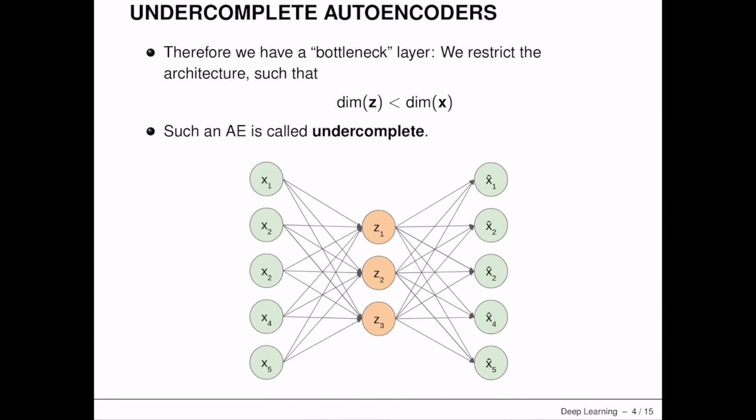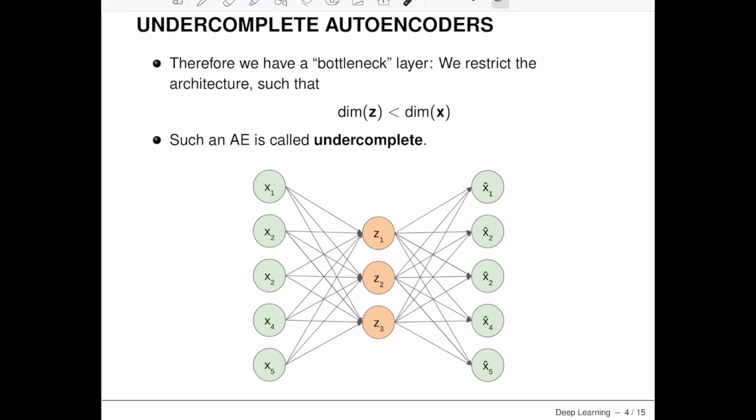So an easy way how we can enforce a compression would be to just decrease the number of hidden neurons. That is, we would use a lower dimension of hidden neurons compared to the dimension of input neurons. An autoencoder with such a property is called undercomplete. And since we have a smaller number of hidden neurons in the middle, this is often referred to as bottleneck.